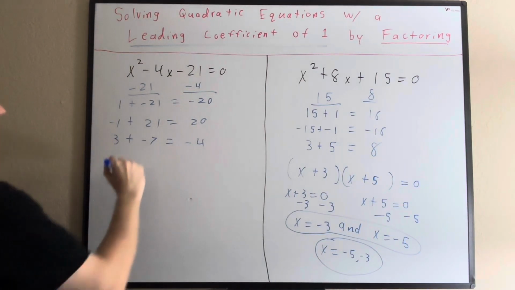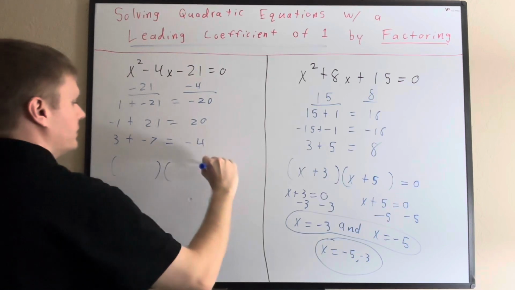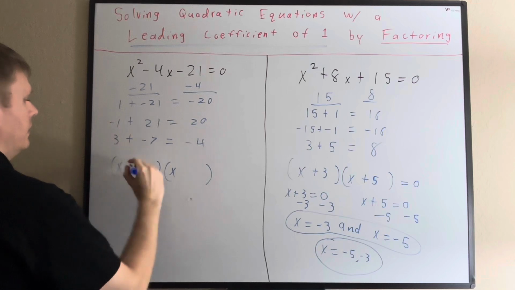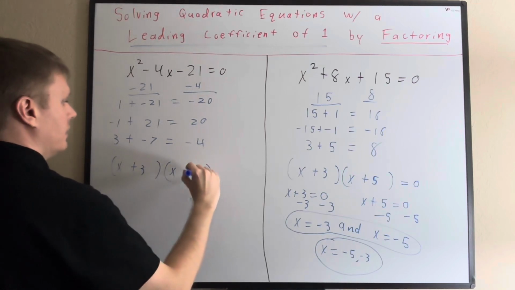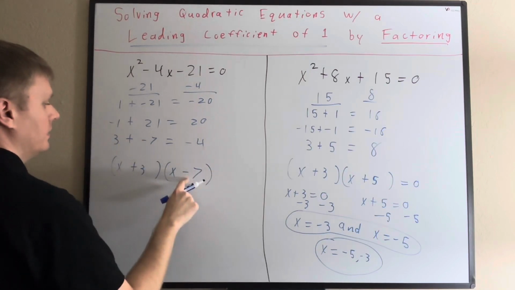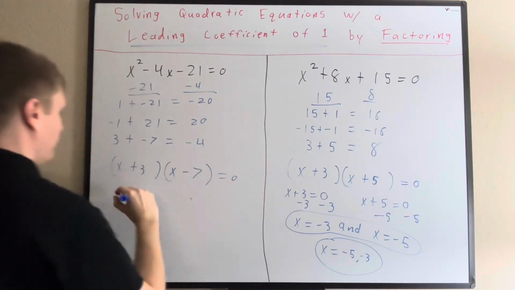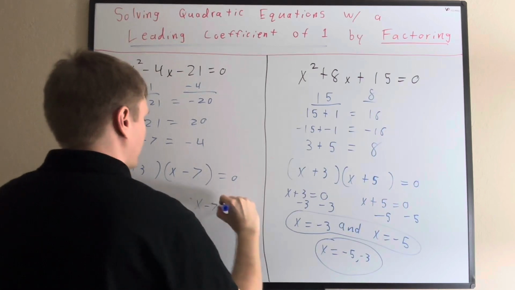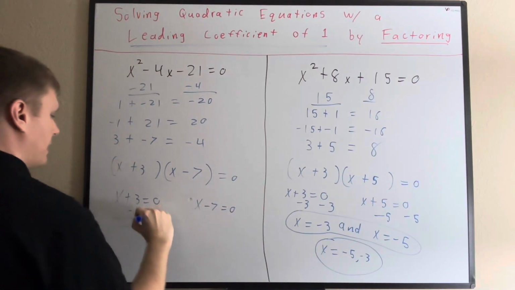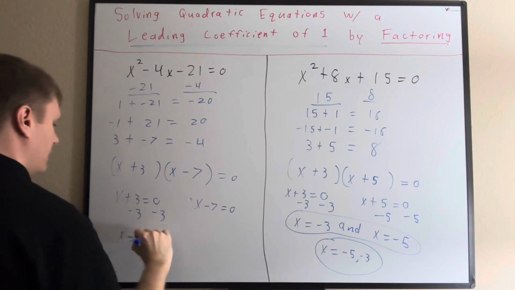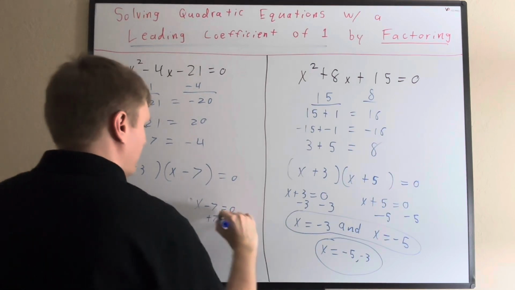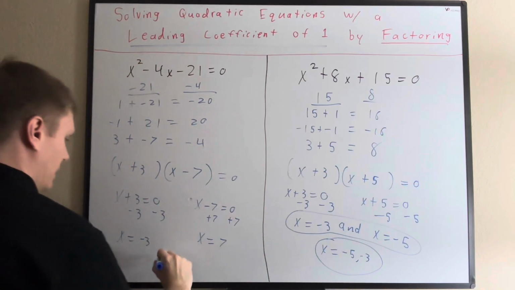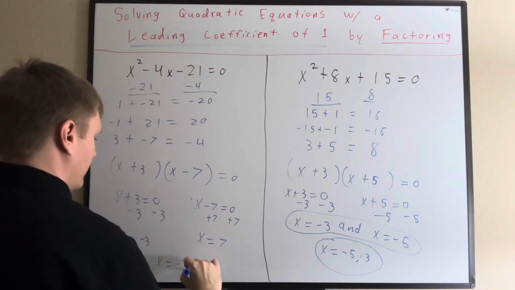All right. So what do we do? Two binomials. X plus 3, x minus 7. Don't forget your signs. Equals 0. Set each one equal to 0. Okay. X equals negative 3 and 7.